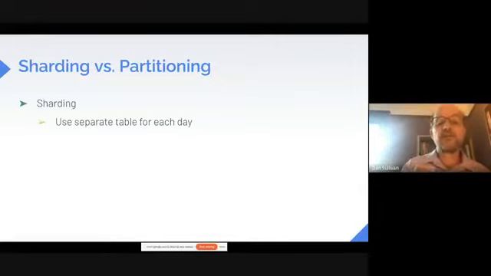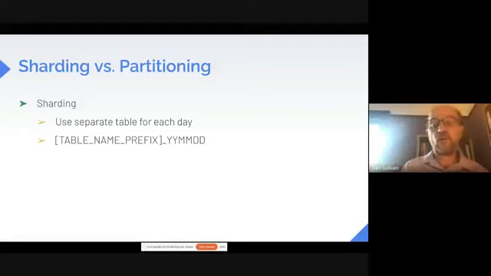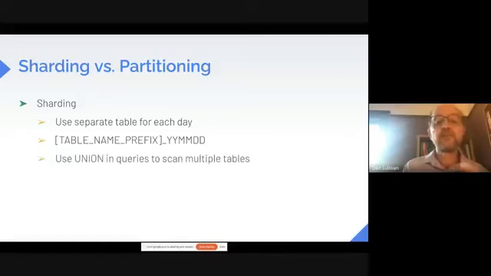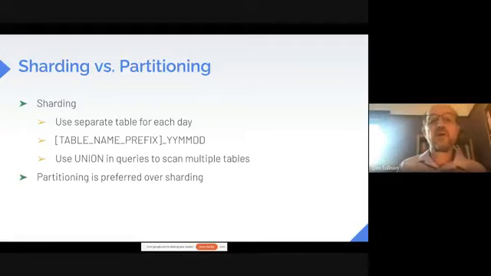Now, in other database management systems, you might have come across this idea of sharding. Sharding is the idea of using, say, a separate table for each partition. So, for example, have a separate table for each day. And you might name that table with some prefix like sales orders, and then a particular date. And then you just have a bunch of these sales order tables, and you use a union to query or scan multiple tables. And that is one way of doing it.